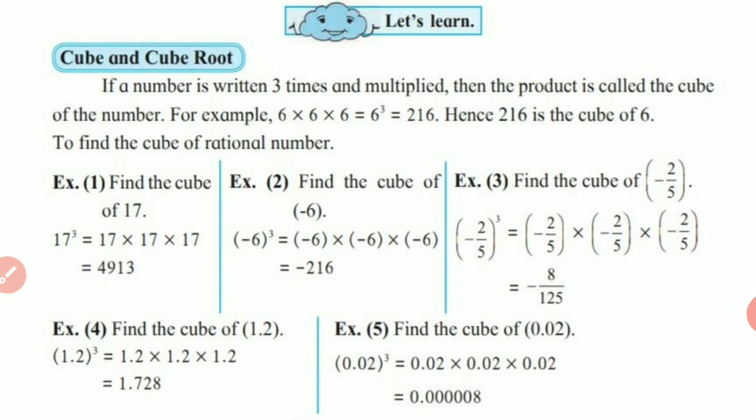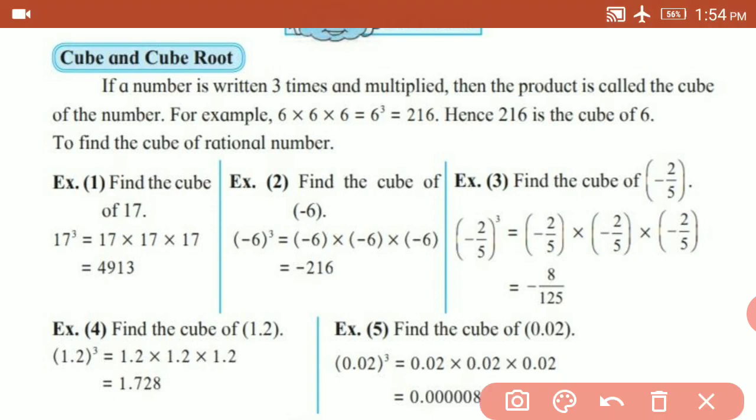Example number 2, find the cube of minus 6. That is, minus 6 bracket cube is equal to minus 6 into minus 6 into minus 6, which is equal to minus 216. This one.